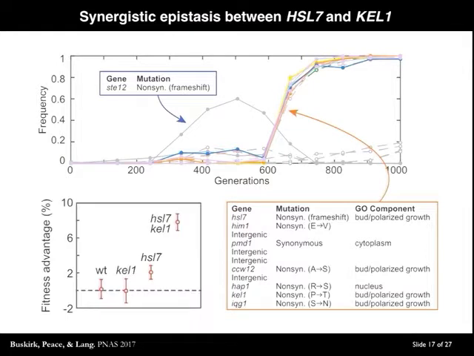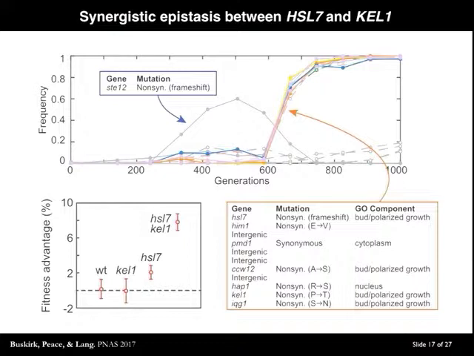And we find that there are 2 mutations that interact significantly, and those are HSL7 and KEL1. By itself, KEL1 is neutral, and HSL7 is a modest-effect beneficial mutation, maybe about 3%. But when you put them together, you get a really large, something like 8.5% fitness effect. This is a case that lots of evolutionary biologists are looking for, synergistic epistasis, where the combination of two mutations is greater than the sum of their individual parts. And so we were excited to find this.